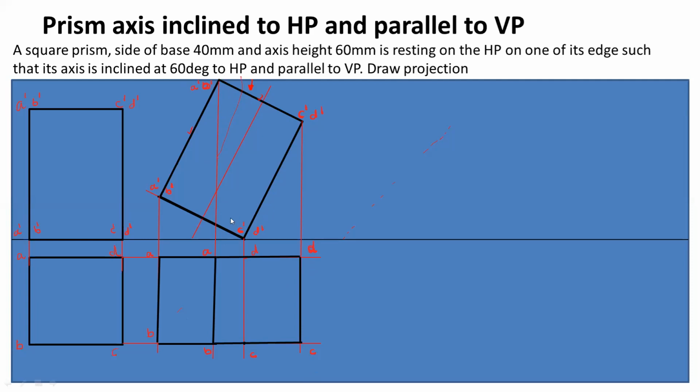So the only hidden edge is the C dash D dash. Because after rotation the complete prism is resting on this base edge, that is C dash and D dash, and it is not visible from the top view. So that edge will be shown as a dotted line. So this is the second stage top view. So this is the final front view and the top view.